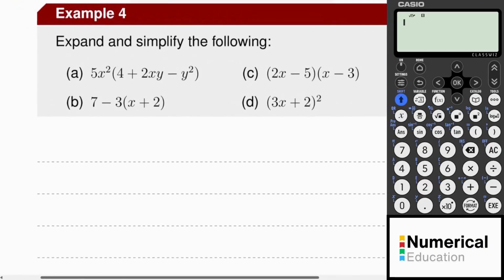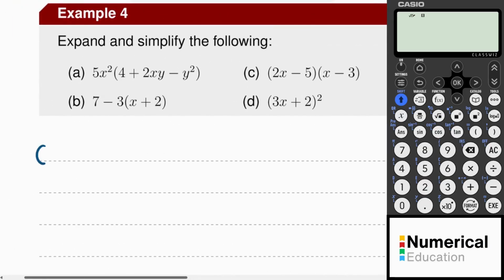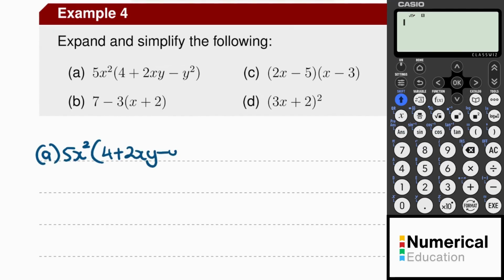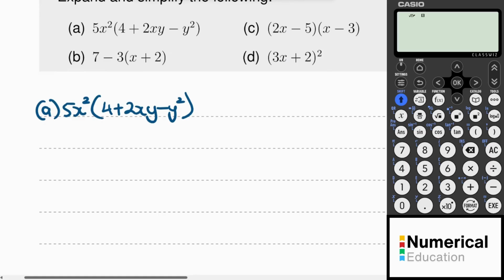So let's zoom into question 4a and write down part a. So we've got 5x squared outside of 4 plus 2xy minus y squared. To expand this, we're going to be using the distributive law, the first one. So the 5x squared term is going to be key because we're going to basically multiply that by that, then that, and because we have three terms in the brackets, we have to multiply it by that third term there.